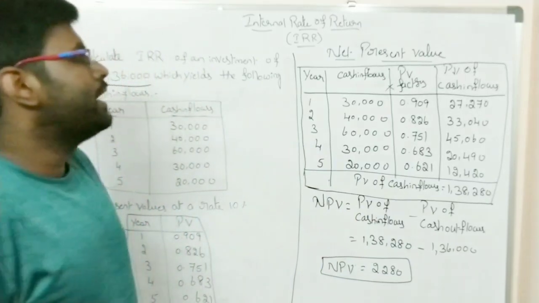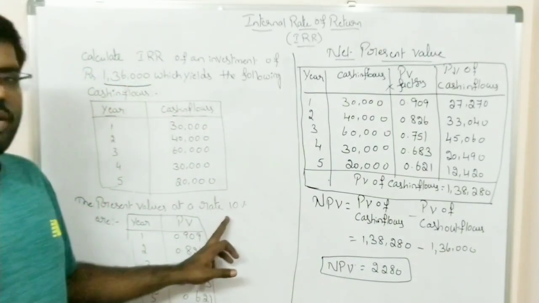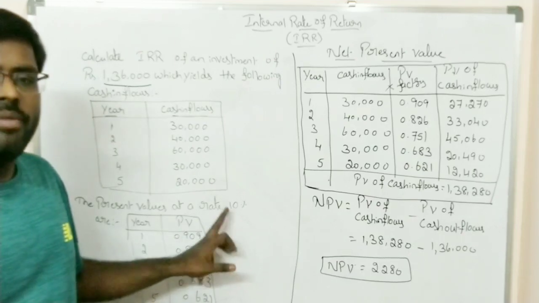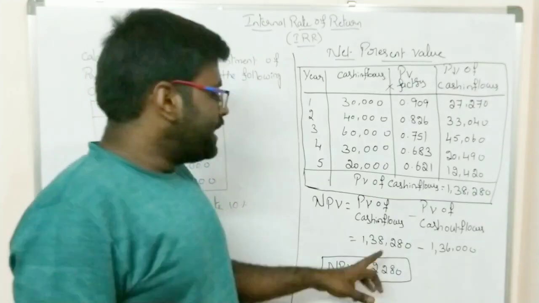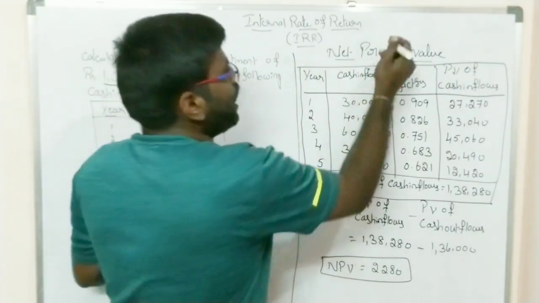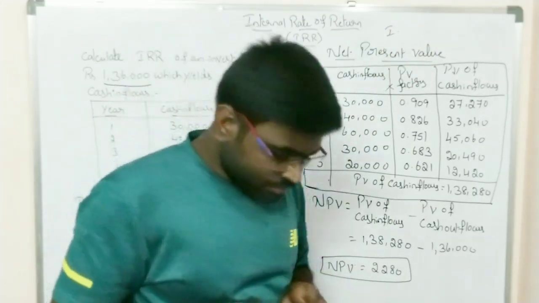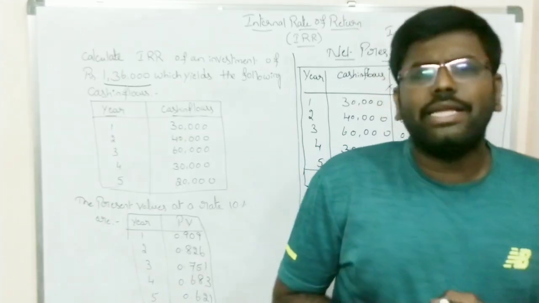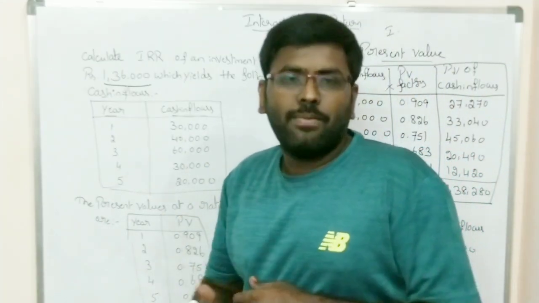So now we have calculated the NPV at a discount rate of 10%, that is whatever discount rate we have been given in the problem. With this discount rate we have calculated NPV, and the NPV value is positive. So this is the first step we will do under the calculation of net present value. After calculating net present value with the given discount factor, what is the next step we have to do?